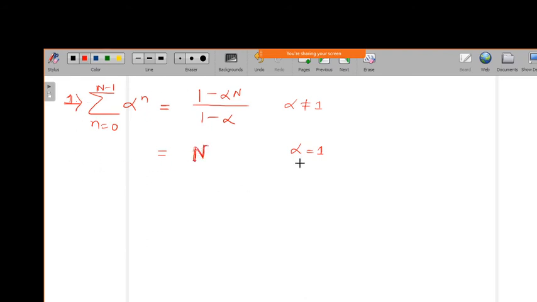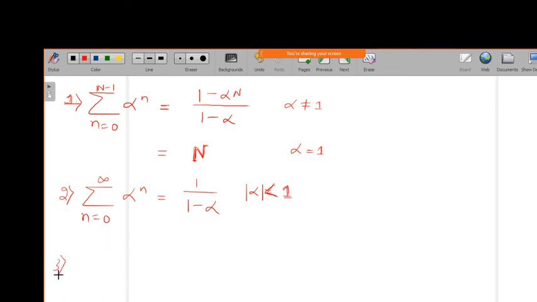So this is one formula that we have to apply while doing that one. The second one is, if you have a summation n equal to 0 to infinity of alpha power n, this will be equal to 1 over 1 minus alpha, if alpha is less than 1, that is, the magnitude of alpha is less than 1.